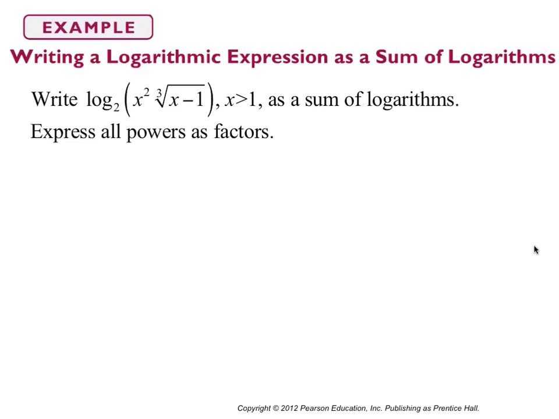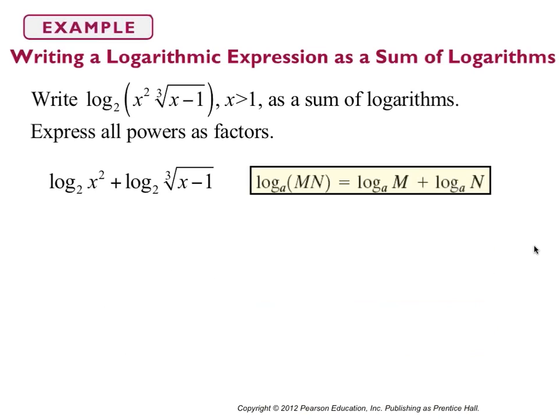Okay, now let's take a look at how to expand something. So we have log base 2 of the quantity x squared times the cube root of x minus 1. And we're told that x is greater than 1. Now the reason for that is so that we don't end up with a negative logarithm, but we want to rewrite it as a sum of logarithms. If you notice, x squared and cube root of x minus 1 are being multiplied. Anytime we have multiplication, we can split it into two different logarithms as long as we make it addition. So really what we have is log base 2 of x squared plus log base 2 of cube root of x minus 1.